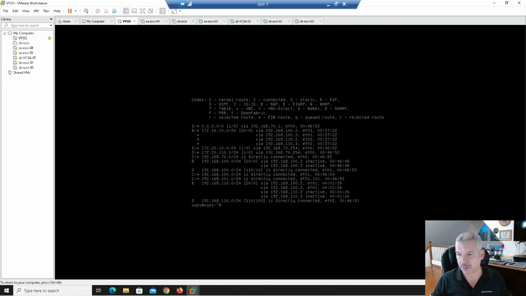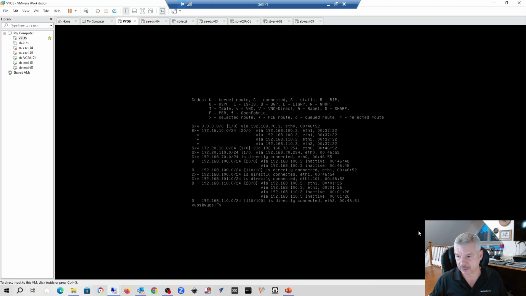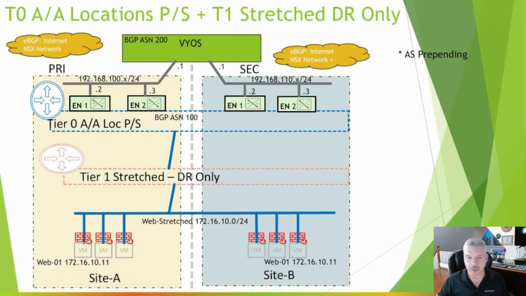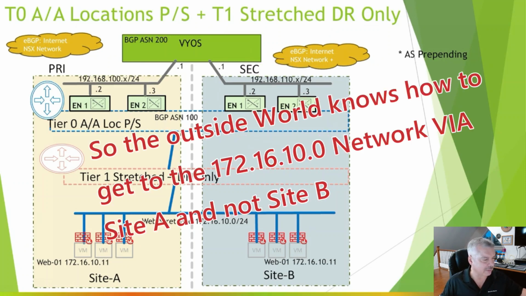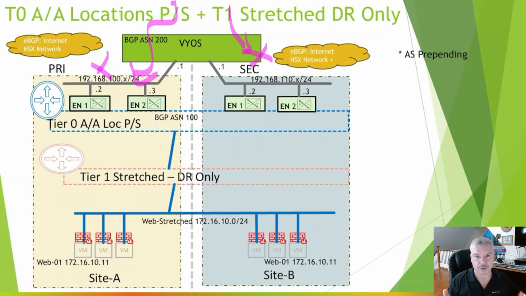So I need to go back in. I need to basically go to site B and sour this path a bit. So the outside world will say, I know how to get to site B, but that path I don't really like. I'm always going to use this path. It looks like it's a better path. And we're going to do that with path prepending, AS path prepending. Okay, so I'll show you how to do that right now.